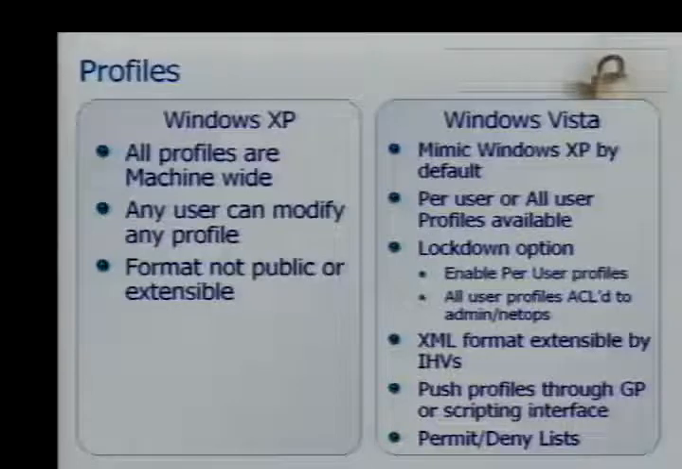Another interesting thing there is we have permit and deny lists. A permit list is basically a list of SSIDs, and these are the only ones my client can connect to, and a deny list is the opposite. I can connect to anything except the ones in this list.